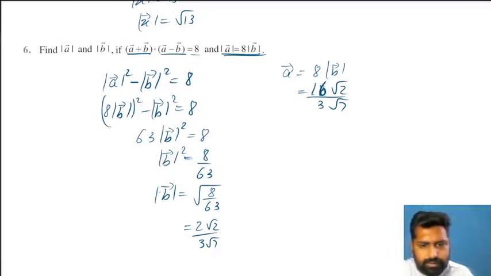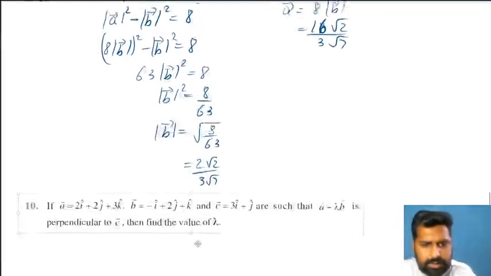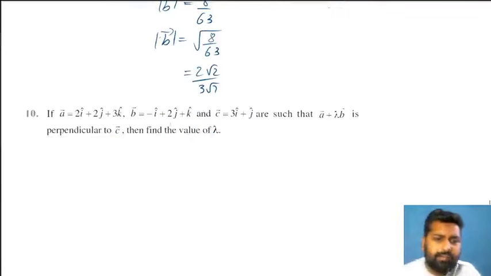Now let's look at few questions, next upcoming few questions. Let's look at this. He's saying A vector, B vector, C vector is given to you. He's saying A plus lambda times B vector is perpendicular to C. Find lambda. So he has mentioned the condition of perpendicular.